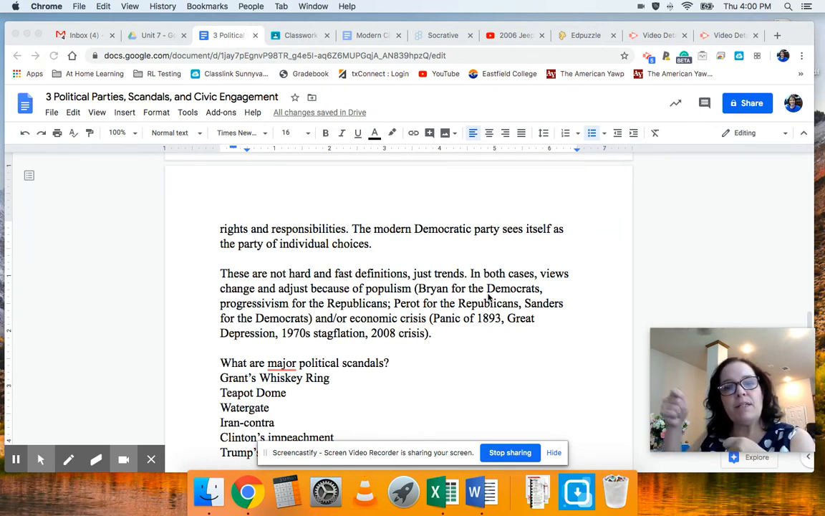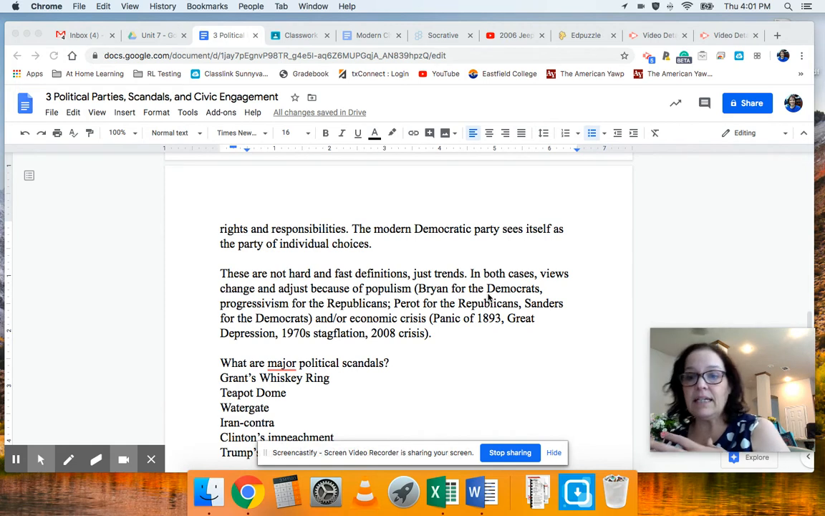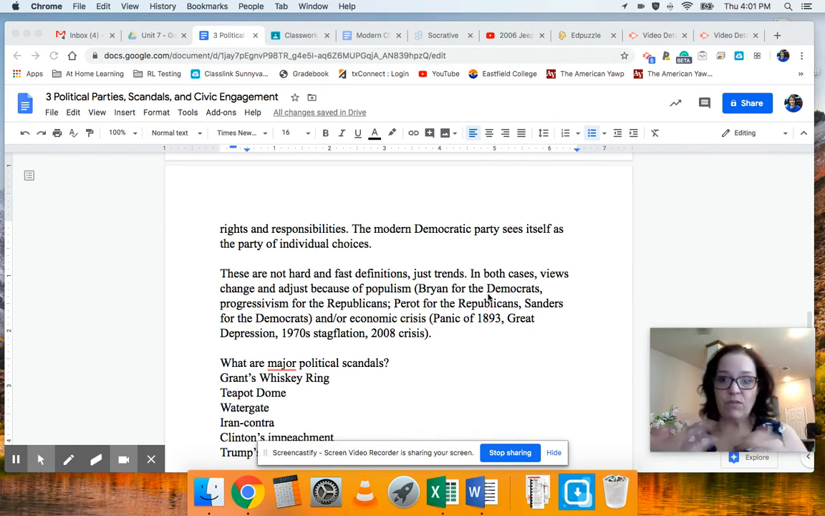But keep in mind, it's these populist groups, whether it's William Jennings Bryan or H. Ross Perot or Bernie Sanders, that push these parties to change, and or economic crisis, right? The Panic of 1893 leads to progressive changes, with McKinley and then Teddy Roosevelt. The Great Depression leads to the New Deal. The 1970s stagflation leads to Reaganomics. The 2008 crisis leads to another populist wave, leads to the American Recovery and Reinvestment Act.